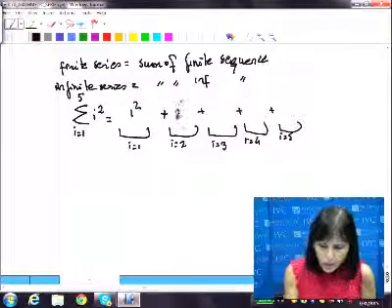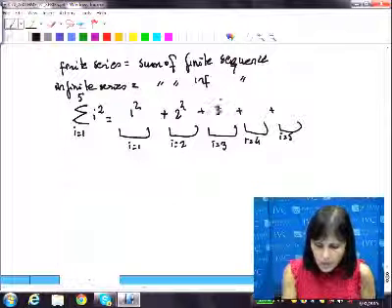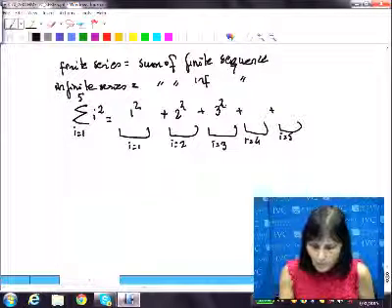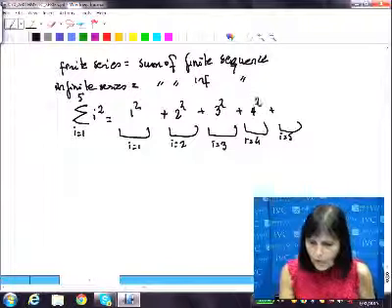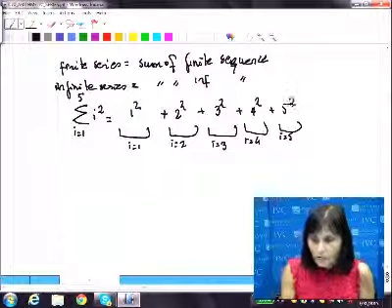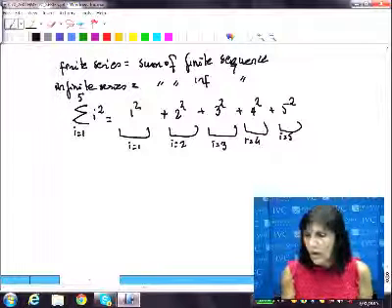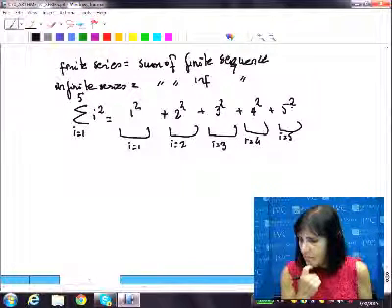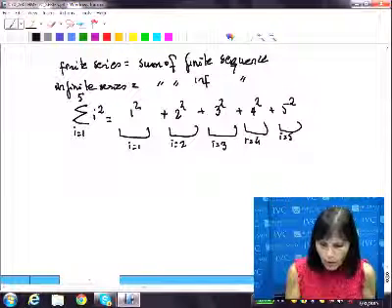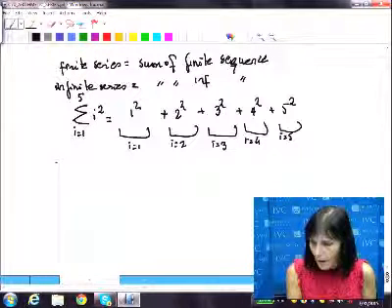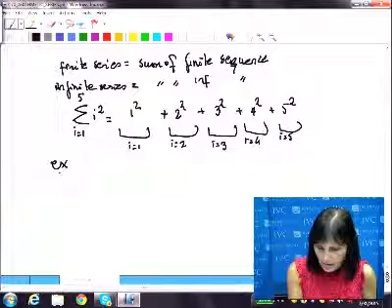When i is 2, 2 square. When i is 3, 3 square. When i is 4, 4 square. When i is 5, 5 square. So you just go ahead and add all these numbers together and you'll find the series. Okay. Now, let's go do some more complex cases.